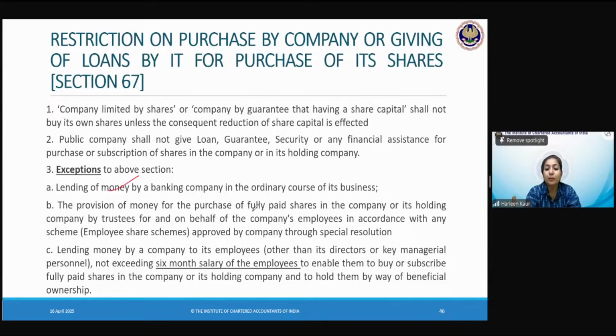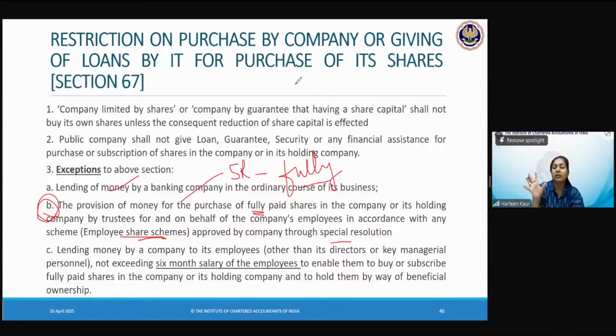If money has been given for the purchase of fully paid shares in the company by trustees or on behalf of company's employees, under employee share schemes approved by the company through special resolution. Now, this second category is a special case where the company has passed a special resolution that we will be giving financial assistance to our employees for buying the fully paid up shares. तो अगर आप ऐसी किसी स्कीम में फॉल कर रहे हो, एम्प्लॉई शेयर स्कीम्स होती है, देन ऑल्सो यू आर फॉलोइंग अंडर द एक्सेप्शन. That means the special resolution has been passed by the company, that the company's employees are given the freedom, that assistance will be given for buying the fully paid up shares.